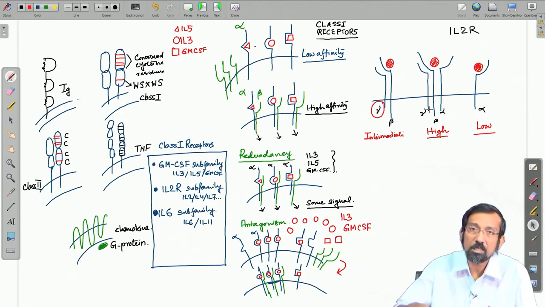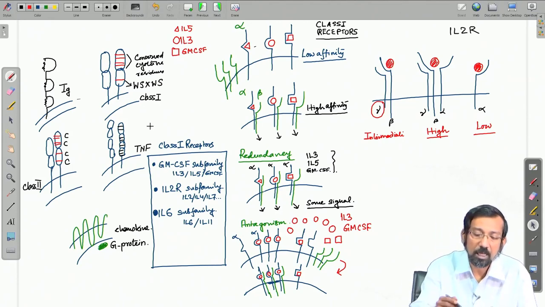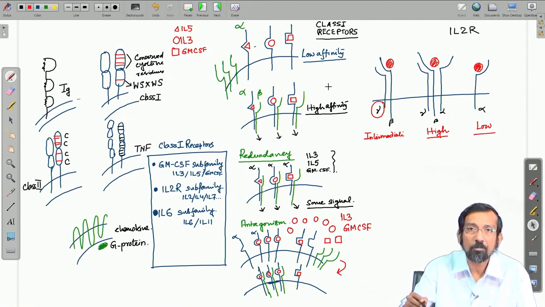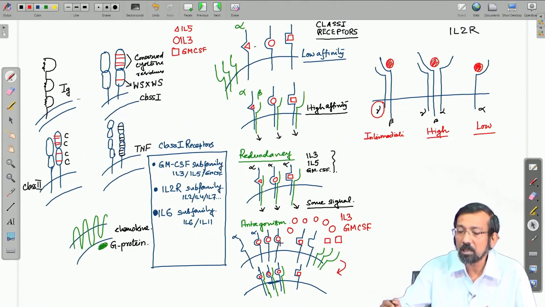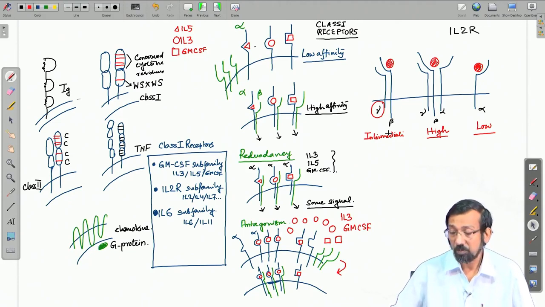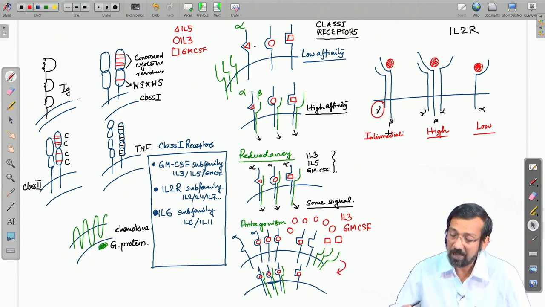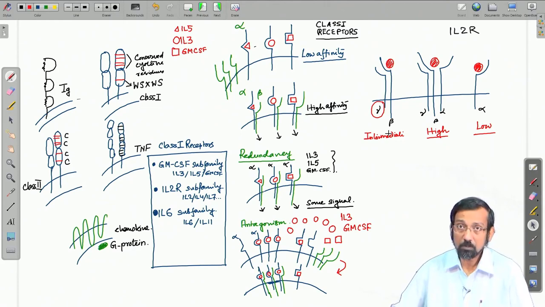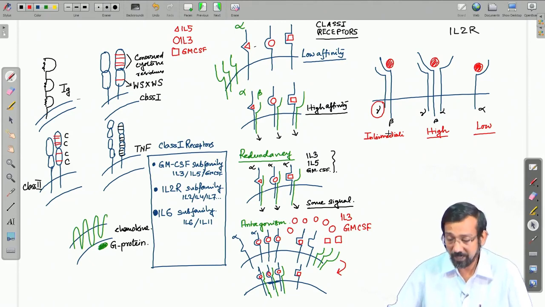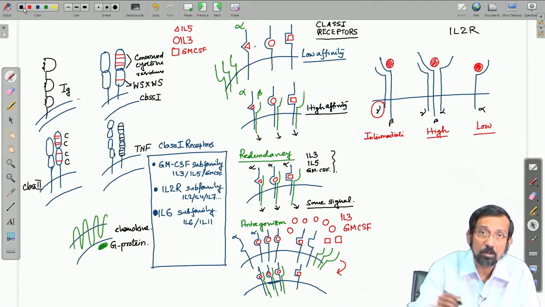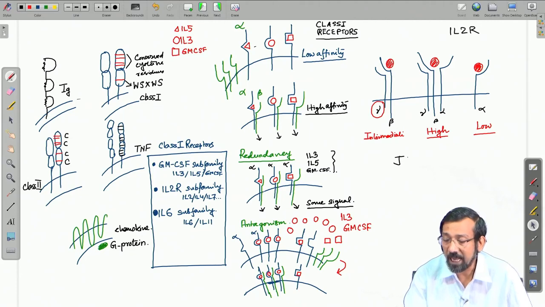We have understood the different receptor types. We have a fair idea about the different receptor subunits and how they work, and what the low, high and intermediate affinity receptors are. But now, we need to know how these receptors actually function. So, most of these receptors are linked to what is known as the JAK-STAT pathway.